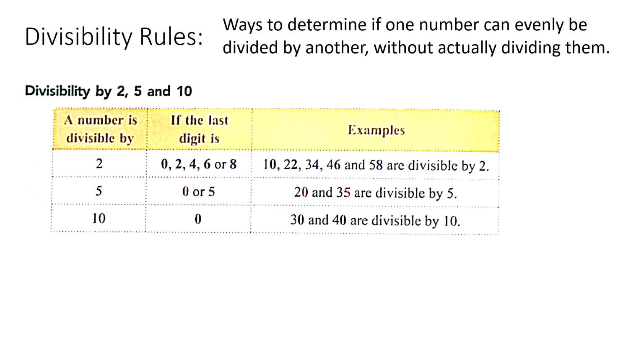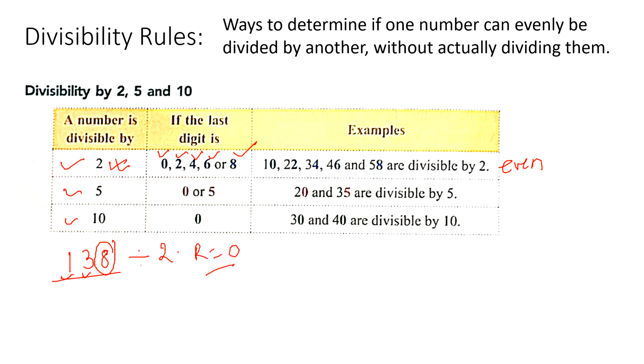So now here we have rules for 2, 5 and 10. For 2 it's very simple, the number should be even. That means the number should end with 0, 2, 4, 6 or 8, making it an even number. For example, let us say that you have a number 138. You see 1 and 3 are odd numbers, but in the ones place there is an even number. So 138 is divisible by 2, leaving remainder 0. So for the divisibility of 2, you just have to check the ones place. Just check if it is even or not.